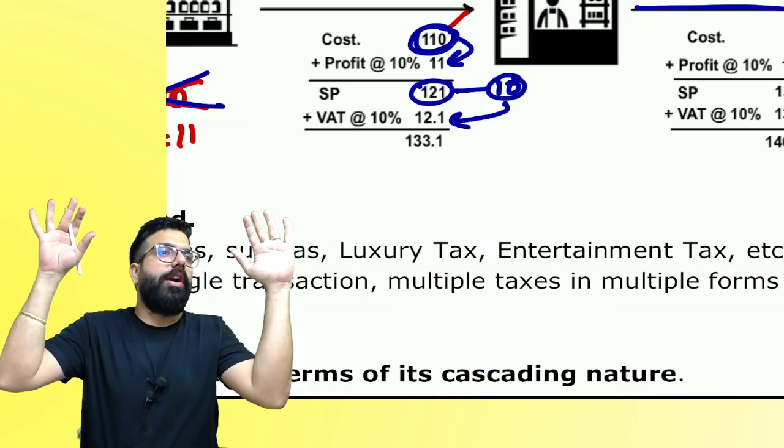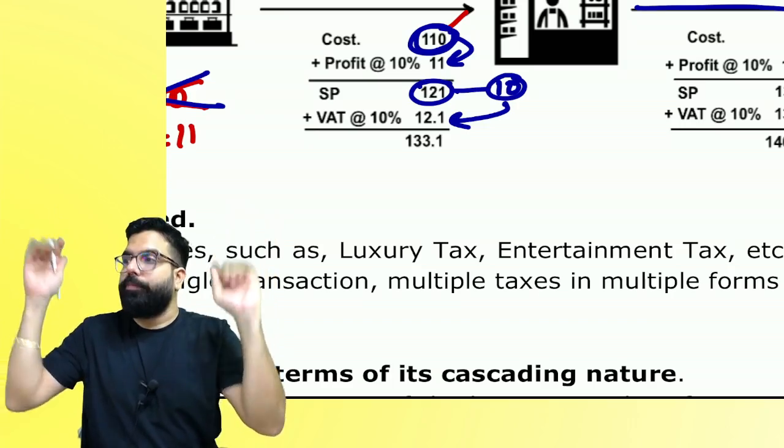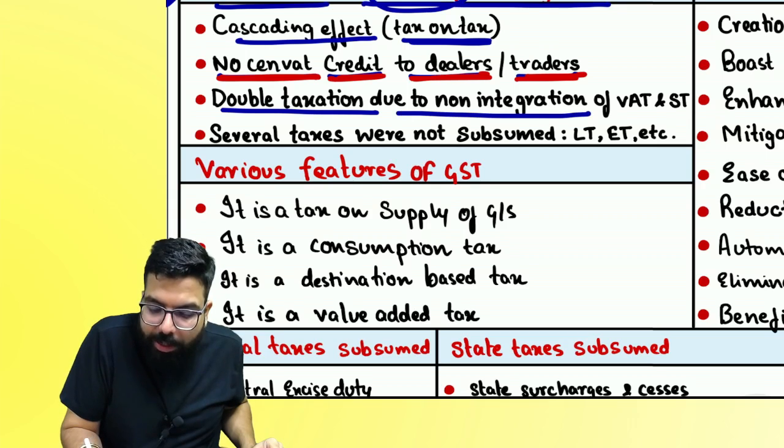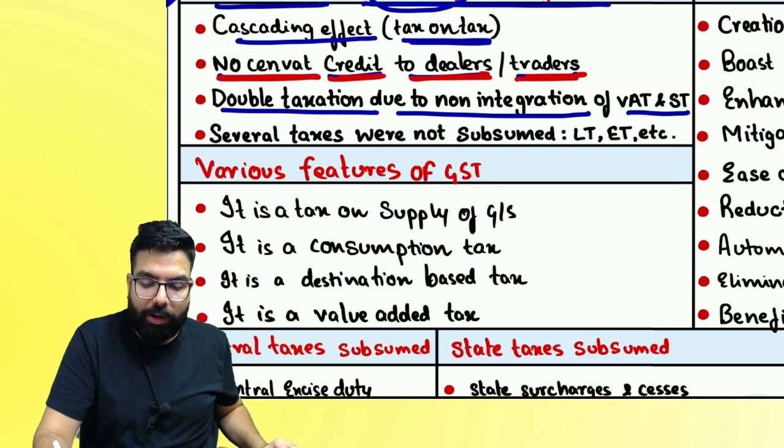Shall I repeat or everyone got it? Can I go ahead? Chalo. Everyone over here now. Double taxation due to non-integration of VAT and service tax. I will tell you. Everyone listen.